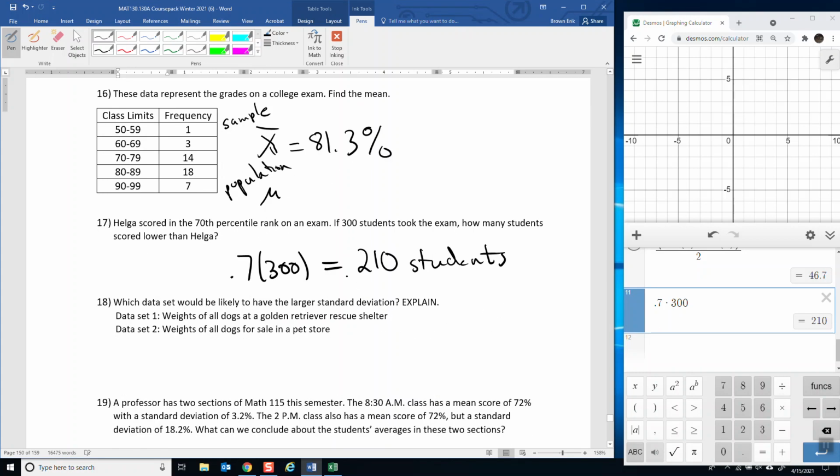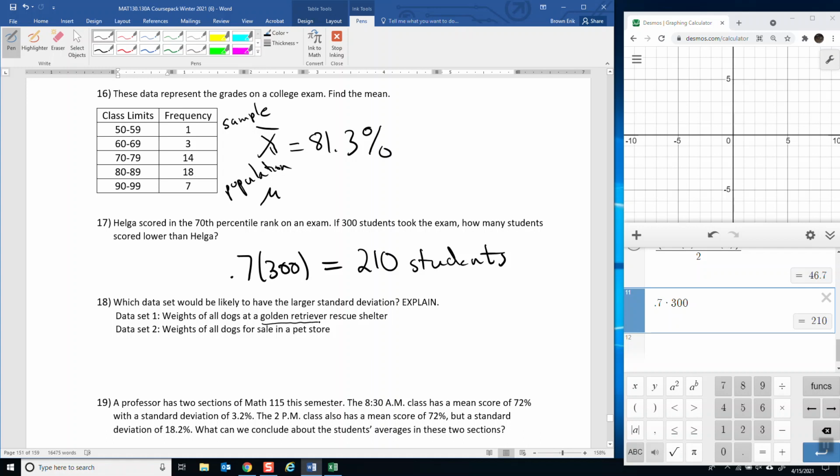Okay, so then now we're going to say which one has the higher, the larger standard deviation, and why. So the weights of all dogs at a golden retriever rescue shelter or the weights of all dogs for sale in a pet store. So here's the key point. Well, I don't know. This is a tough one.